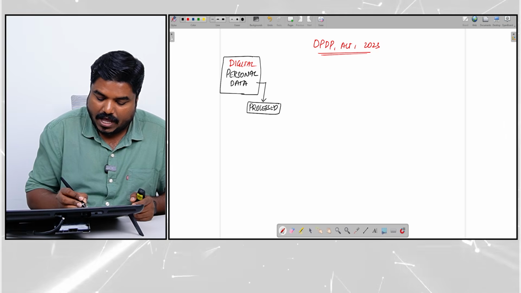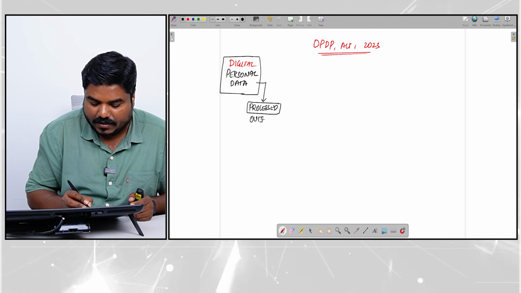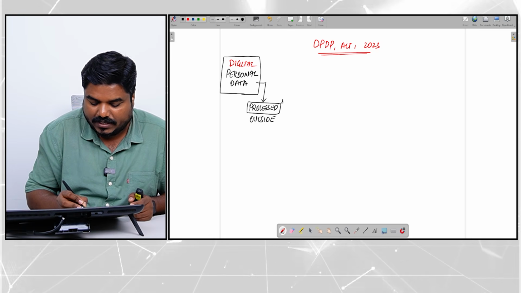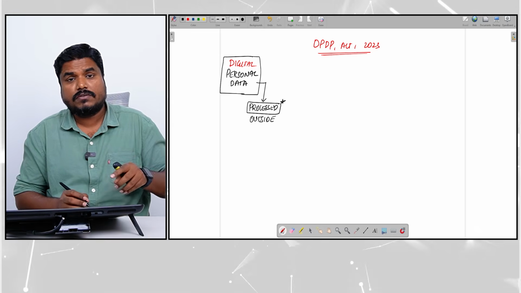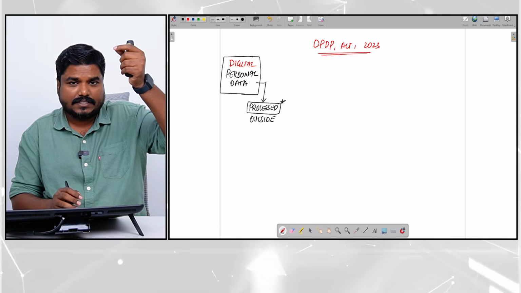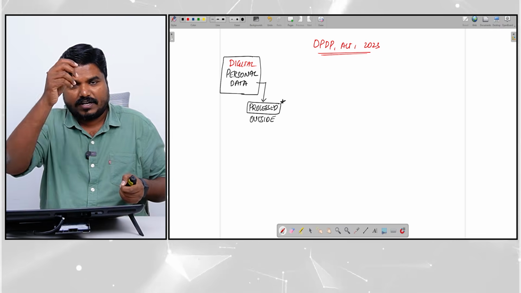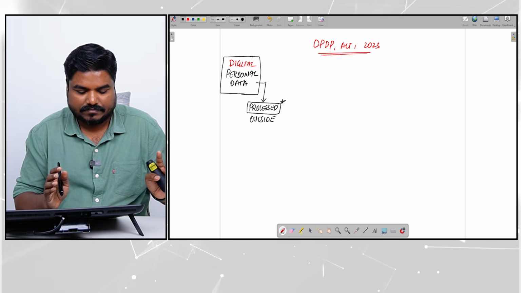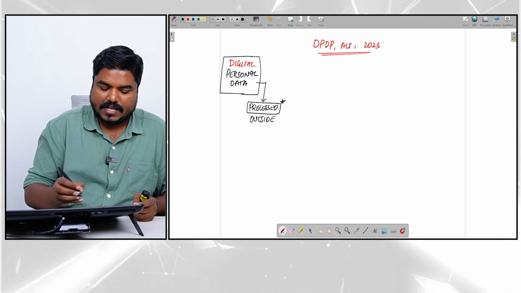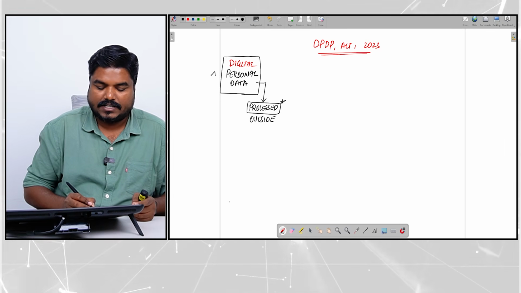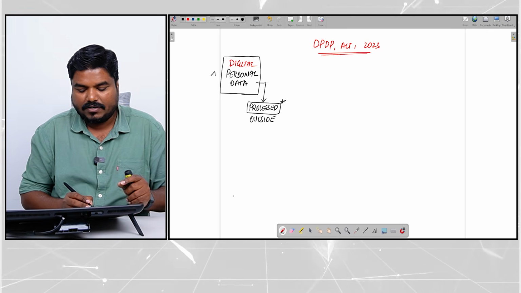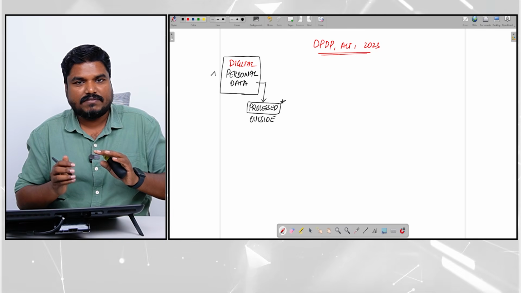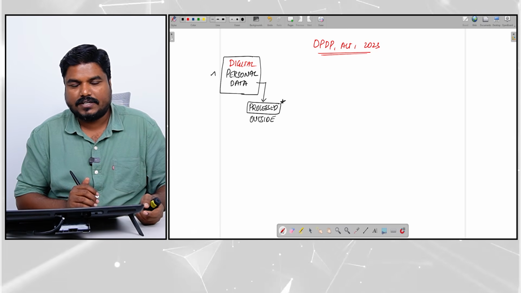So for this processing outside India, there is a restriction, and also the government has listed a list of countries. In those countries, processing is exempted. So two things we have to note. This act focuses on digital personal data, and this act also focuses on restrictions or exemptions with respect to processing the data outside India.